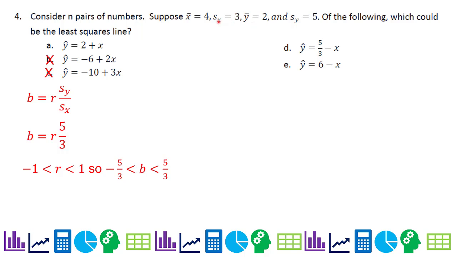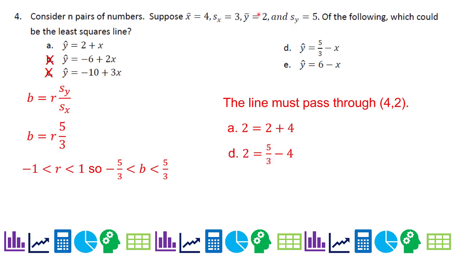We also know that the line has to pass through the point of both means. So it has to pass through (4, 2). So I'll go ahead and substitute those values in the other 3 lines. And which of these work? 2 equals 2 plus 4 does not work. 5/3 minus 4 does not give me 2, but 6 minus 4 does. So my answer is E.